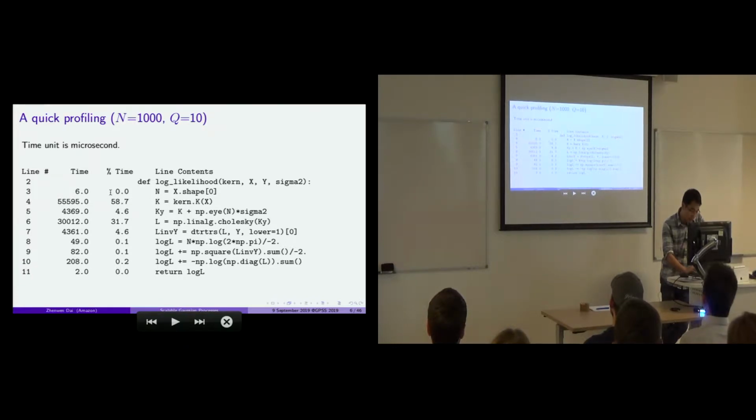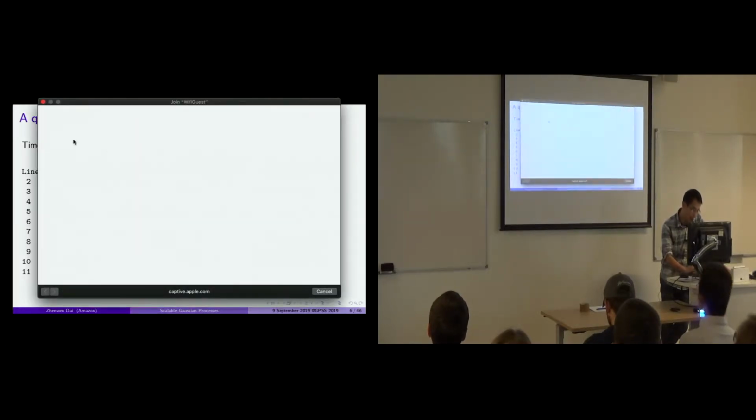You can see this is the percentage of the time taken for each line. This is the line for computing the kernel. This is the line for computing the Cholesky. The Cholesky is n cubed, which is not surprising. It takes quite a lot of time.